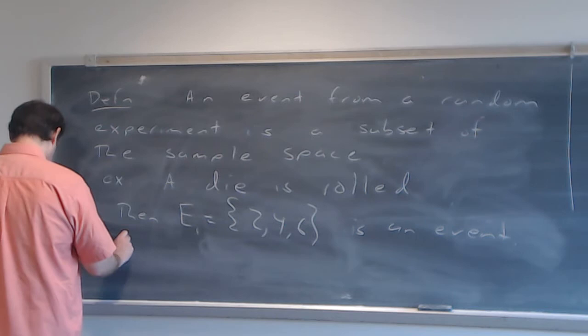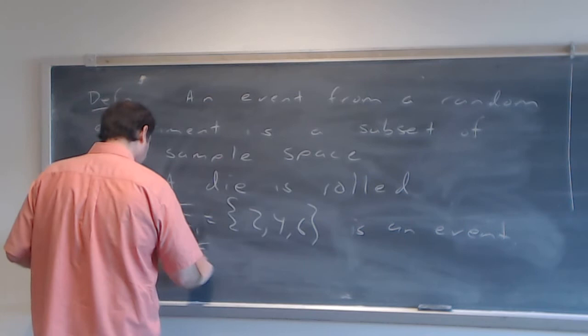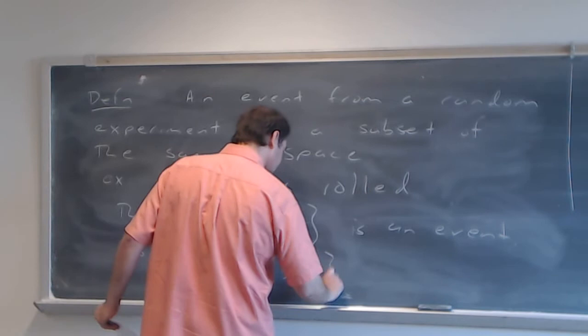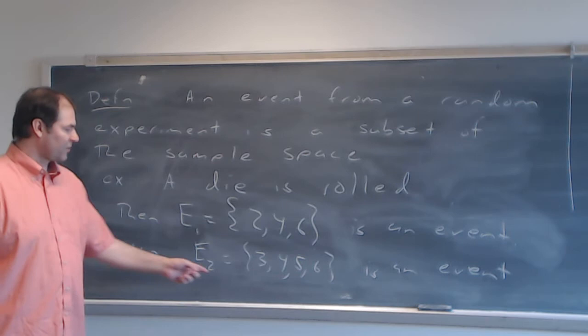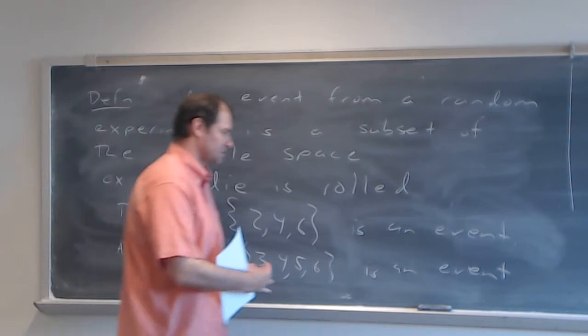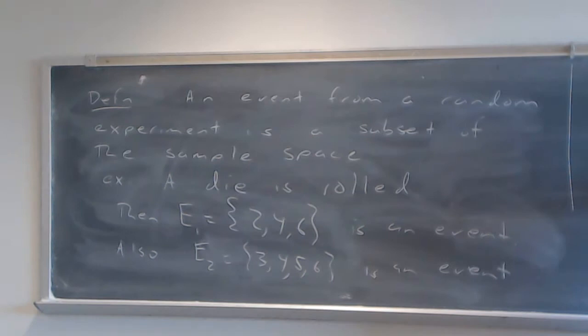Another example, also, E sub 2 equal to {3, 4, 5, 6} is an event when a die is rolled. So this is a subset of the sample space, and really what this event is for a die roll is that the die roll was 3 or bigger. So those are examples of events. Turns out we're going to take probabilities of events. Before I get to define probabilities, let's look at one more definition and example.